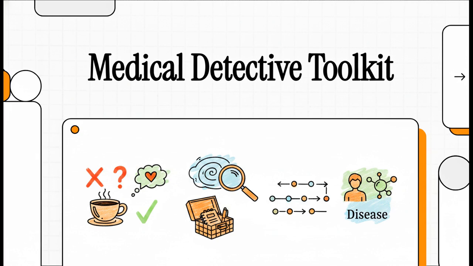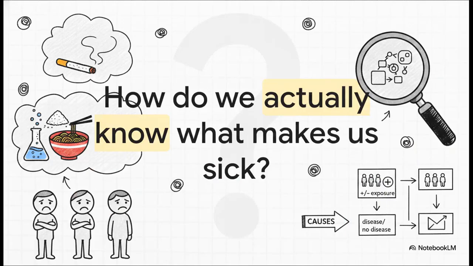We're going to explore exactly how public health experts track down the true causes of disease. How do we actually know what makes us sick? It's definitely not just about guessing or relying on some random anecdotes. When epidemiologists spot a pattern, they have to figure out if a specific exposure, like, say, smoking, a high-sodium diet, or a certain chemical, actually causes a disease, or if it's just a total coincidence. And to solve that puzzle, they rely on a very specific set of investigative designs.